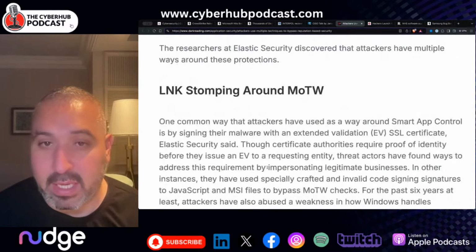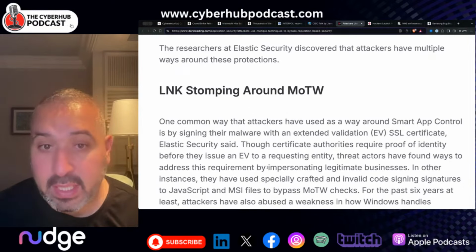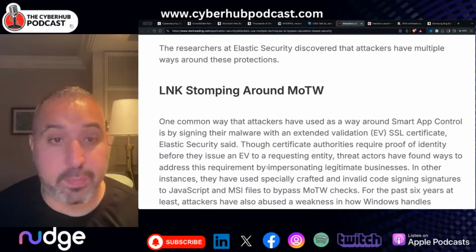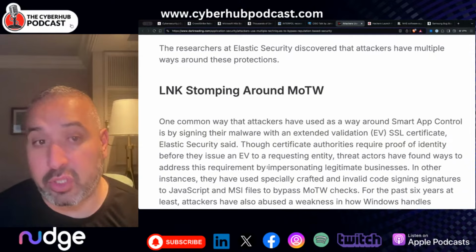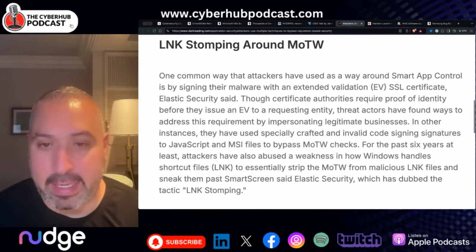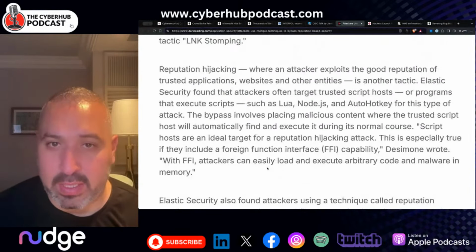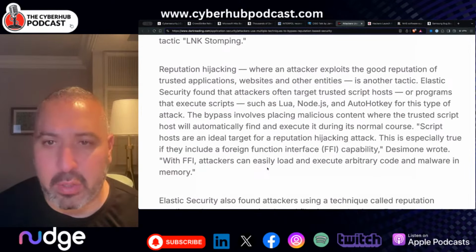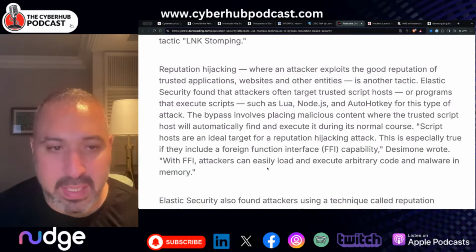One common way these attackers work their way around Smart App Control is by signing their malware with an extended validation SSL certificate, which they can easily get, because as long as there's some sort of validation for why they need it, they can get it, and there's a market for it. And that way, the certificate will say, well, this seems legit, it's got a legit cert, and it lets it work. So they're exploiting the good reputation of trusted applications. That's another one that they do, and they could do that with applications, websites, or other entities. They're finding that attackers often target trusted script hosts or programs that execute scripts, like Node.js or AutoHotkey, for these types of attacks. They also use foreign function interface capability to do that as well.